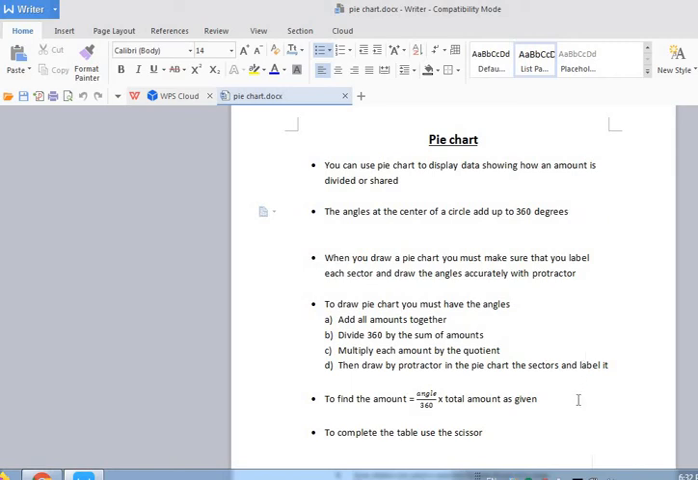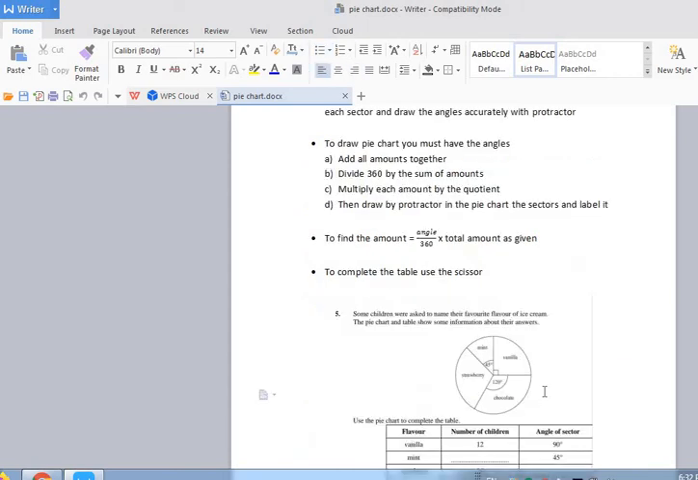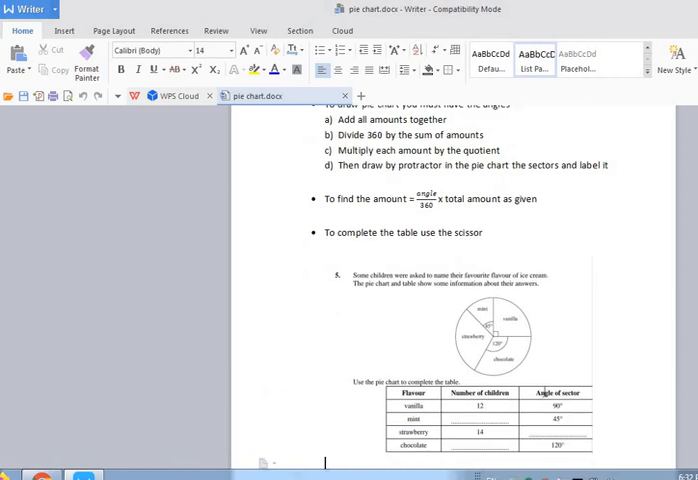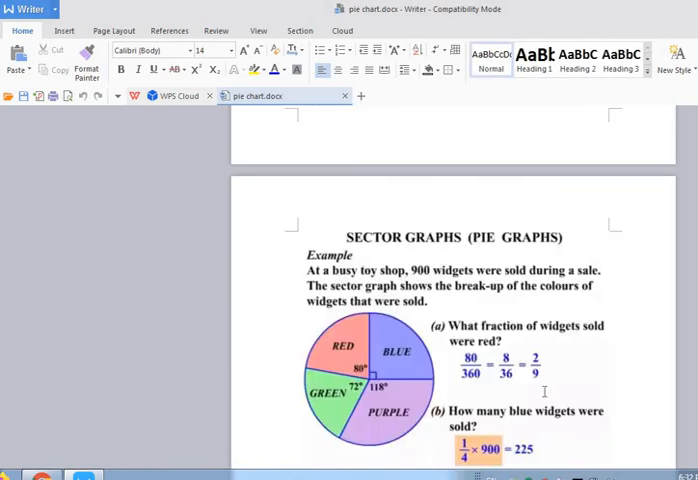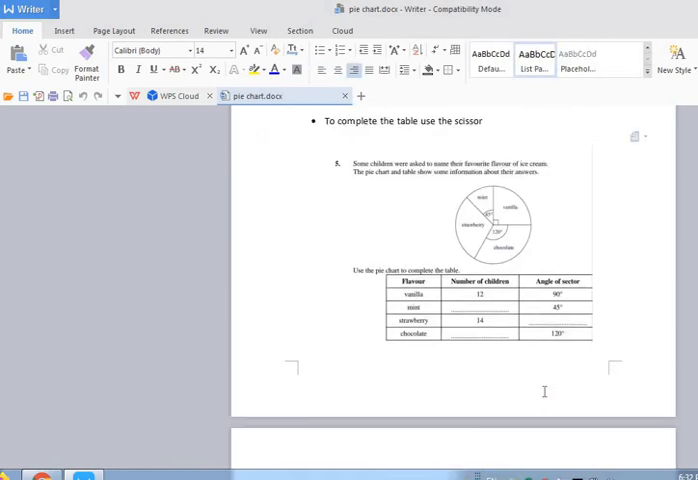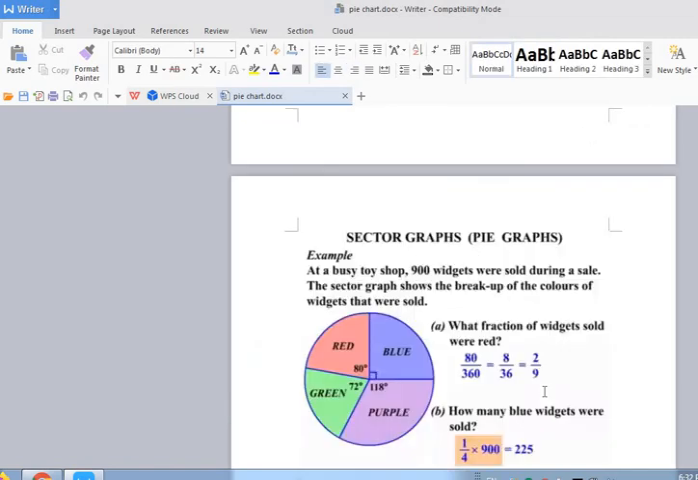We are going to find out the steps step by step now. To find the amount: amount equals angle over 360 times the total amount as given. Okay, to complete the table use the scissors. So let's see, we have here, in this one, yeah, this is more clear.